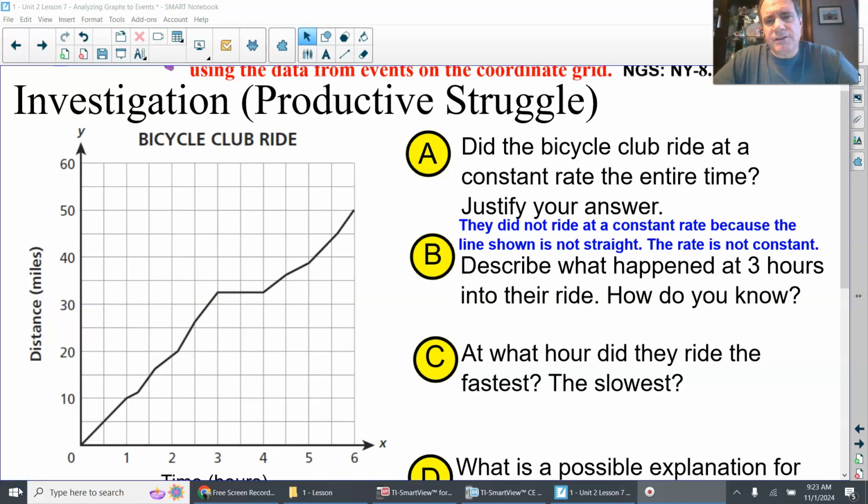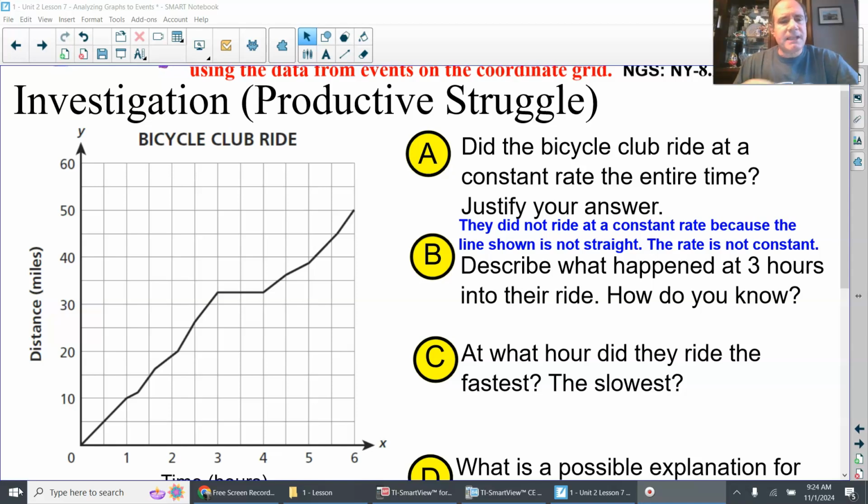And there it is. They did not ride at a constant rate because the line shown is not straight. The rate is not constant. If it were, then the line would be straight. The rise over run would be the same. The rate would be the same, and the line would be linear.